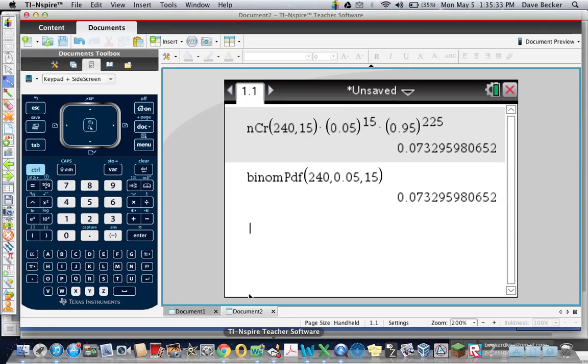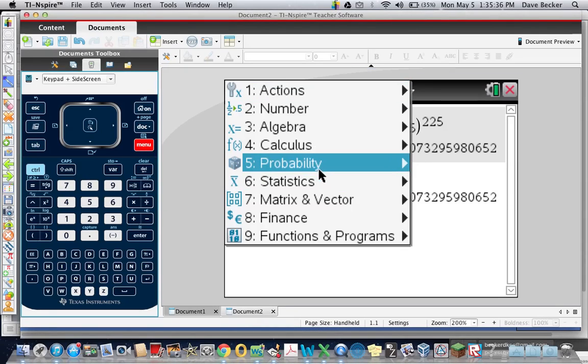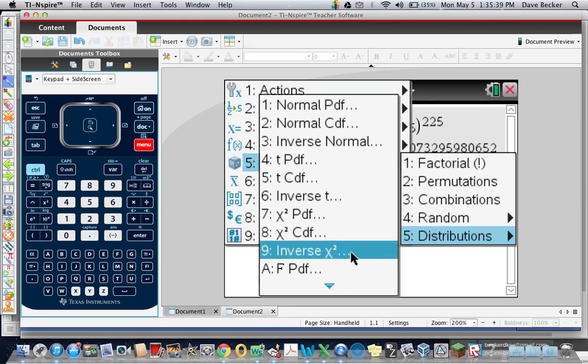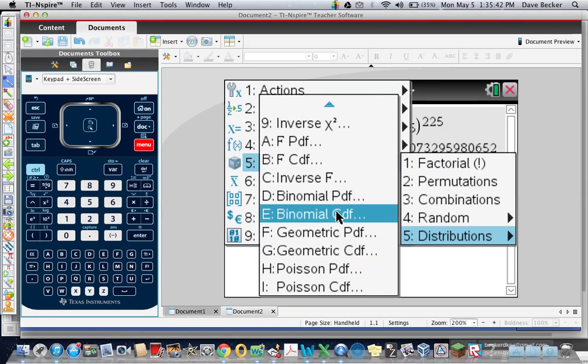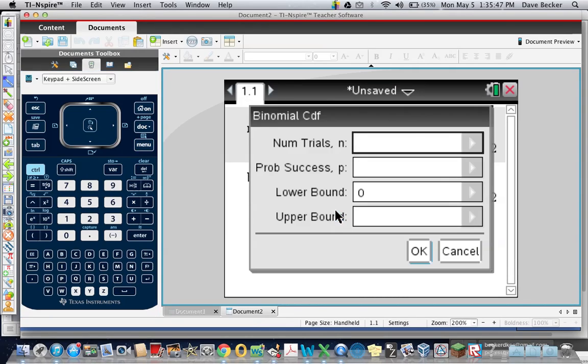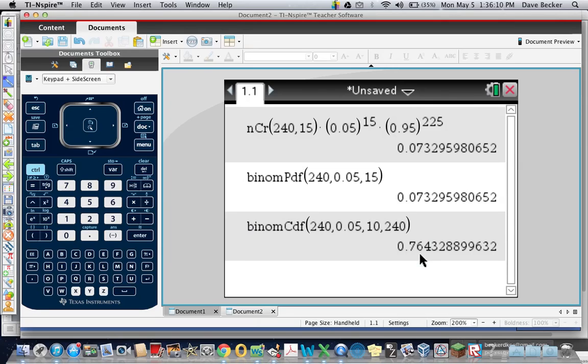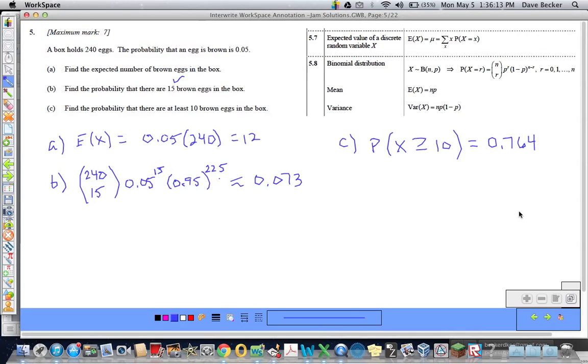So we go back to our calculator, menu, probability, distribution, binomial, and this is cumulative, greater than or equal to 10. So there's more than one answer, more than just 10 is the answer. Number of trials, 240 eggs, probability of success, 0.05, lower bound is 10, upper bound is 240, and we hit OK. And there's our answer, 0.764.